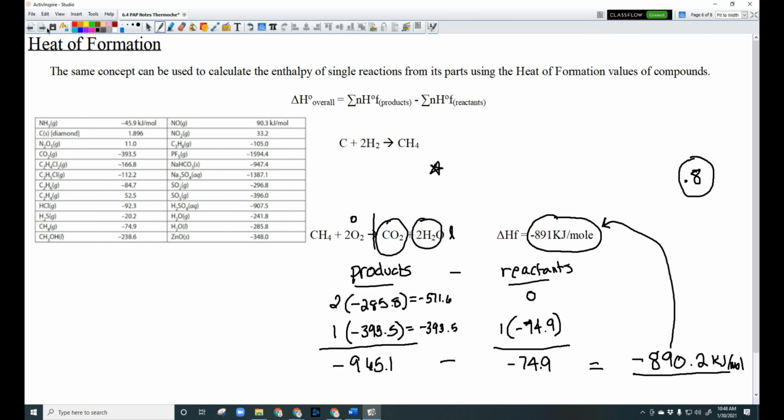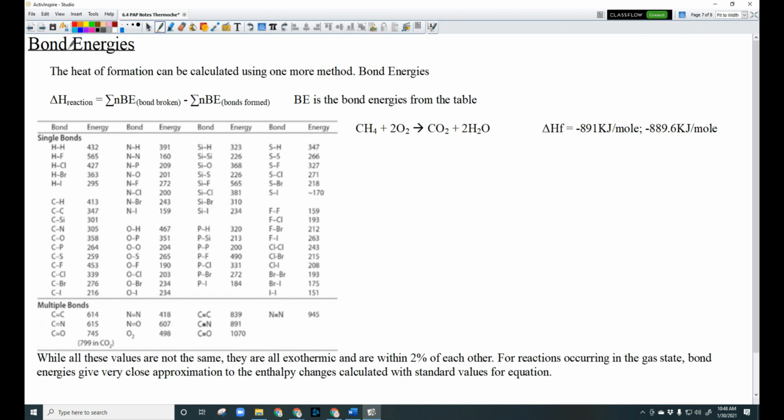Okay, now there's one more method I want to show you about, and this is called bond energies. Okay, and the enthalpy can be calculated by looking at the bonds that are broken and formed. So this is a little more detailed than the heat of formation and more detailed than Hess's law of summation, where we're looking at the enthalpies of entire reactions. Okay, now this is going to be the summation of the number of moles times the bond energy, BE is bond energy, of bonds broken minus the summation of all the moles times the bond energies of the bonds formed.